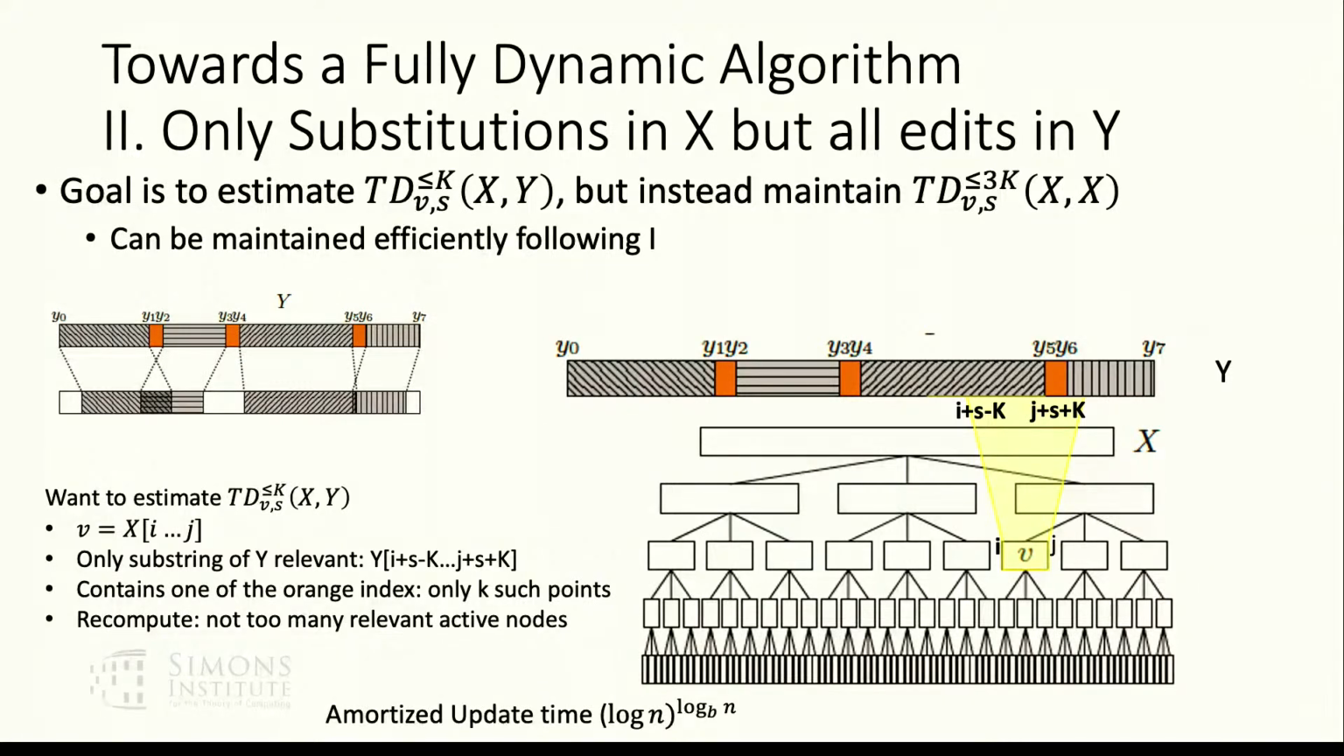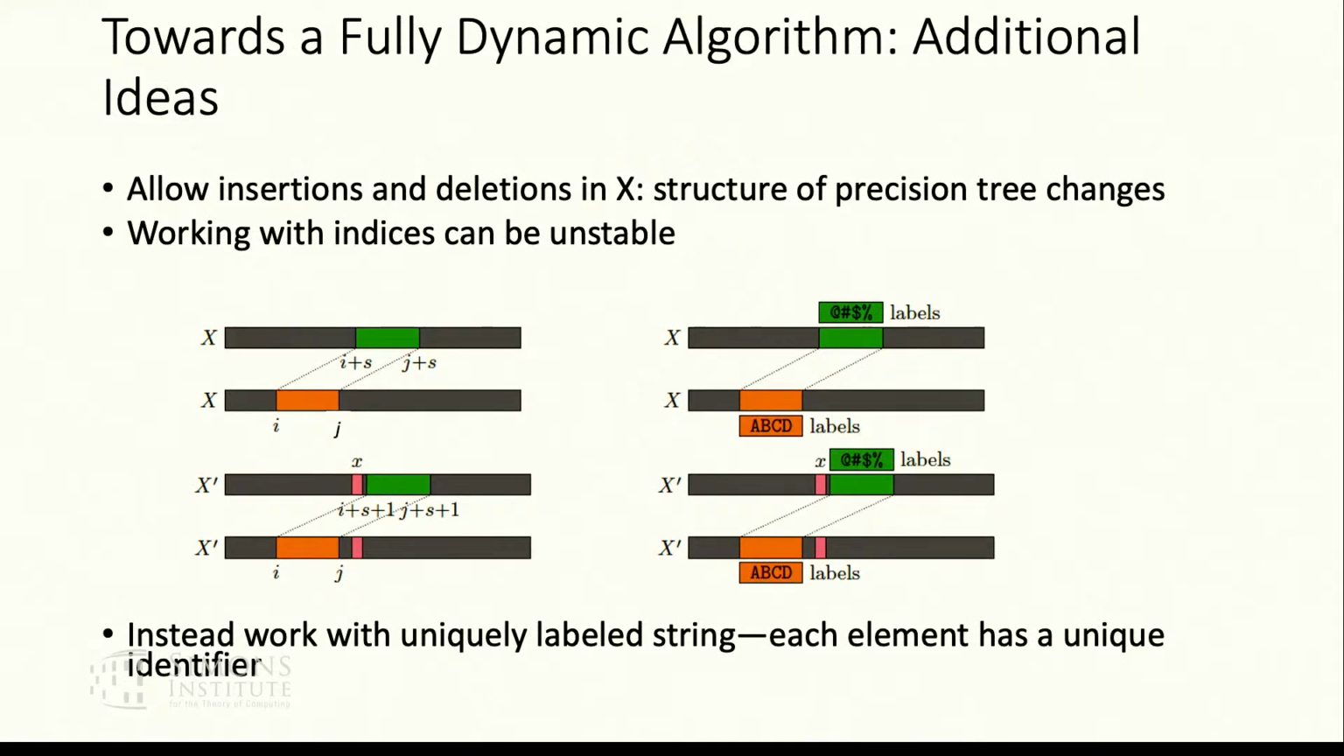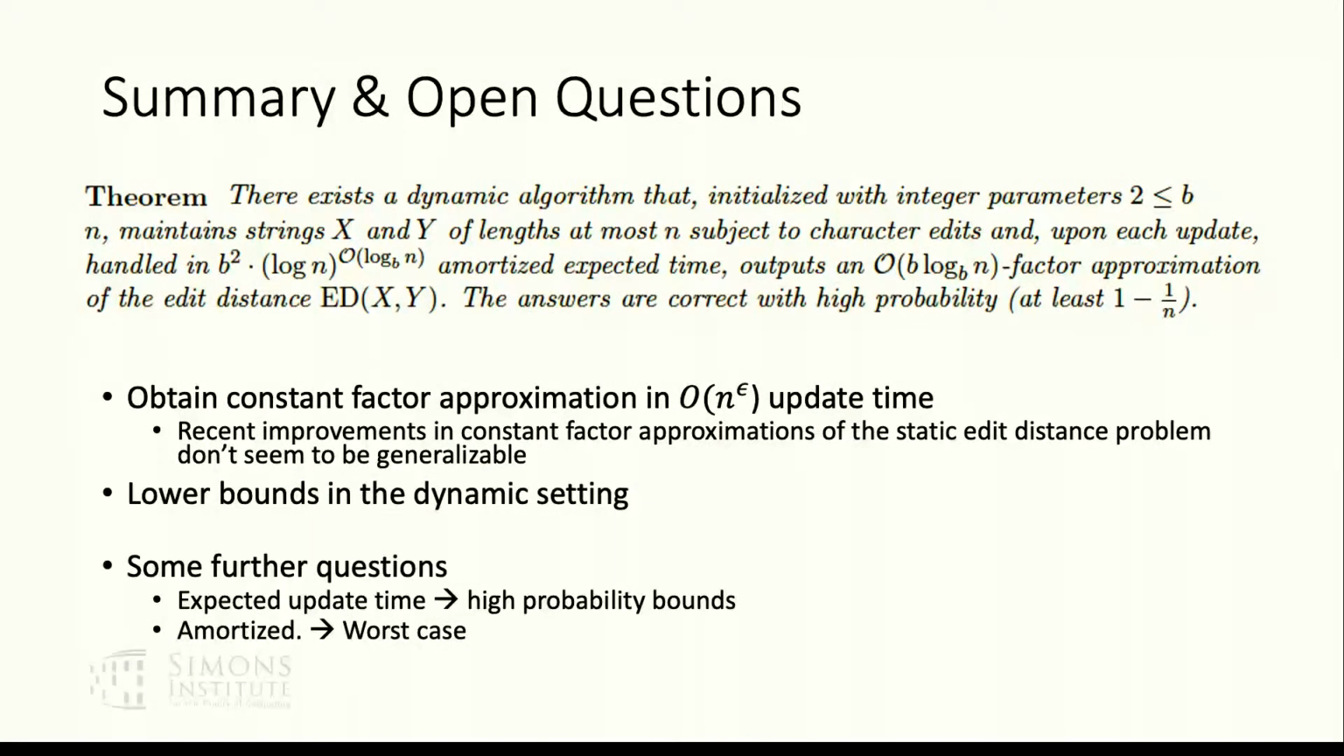Okay. So obviously, I didn't tell you how to handle the fully dynamic case, but the fully dynamic case uses the same data structure as in the substitution in X and insertion deletion in Y. It has to do some more work because you're allowing insertion deletion in X, so this also becomes unstable. So you have to work with some uniquely leveled strings and so on. But the main idea really is embedded in the case where you have substitution in X and insertion deletions in Y. Okay, so that's it.